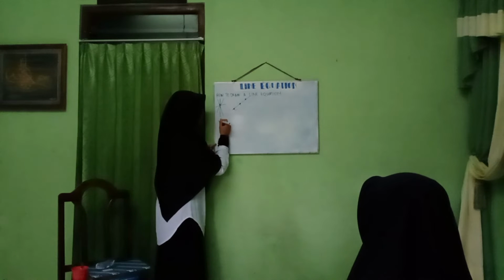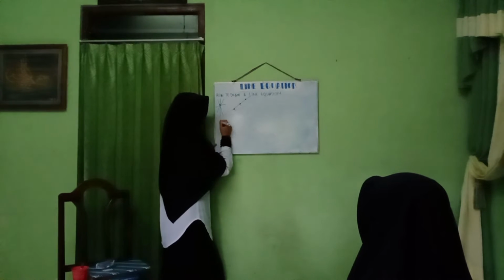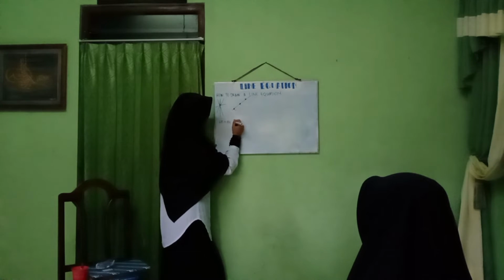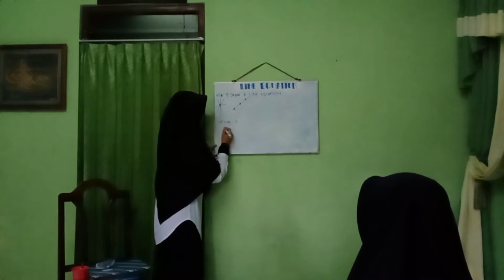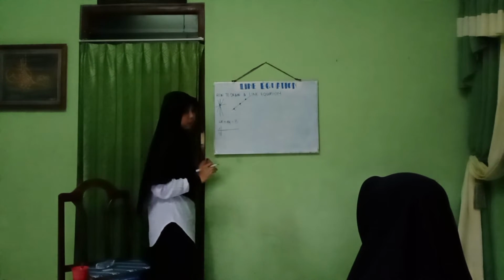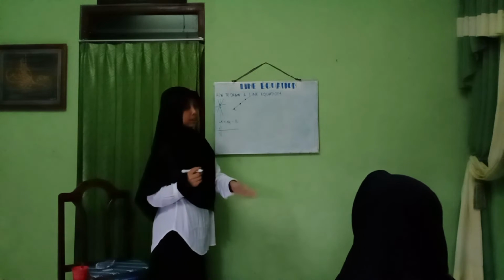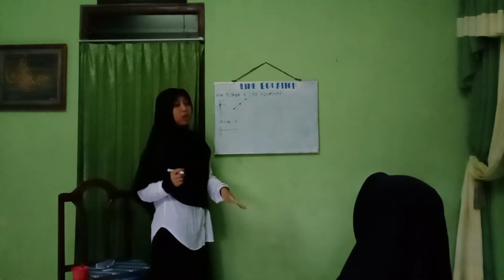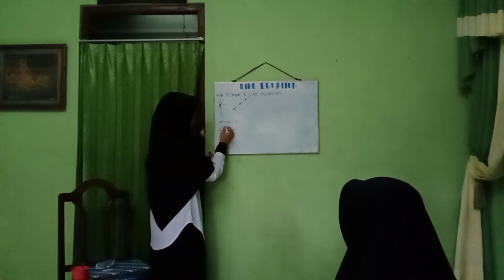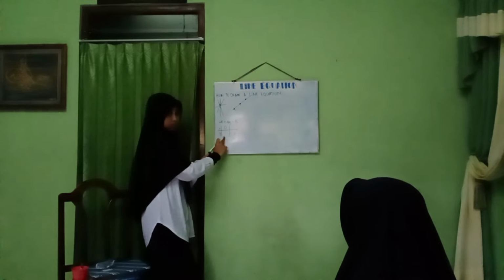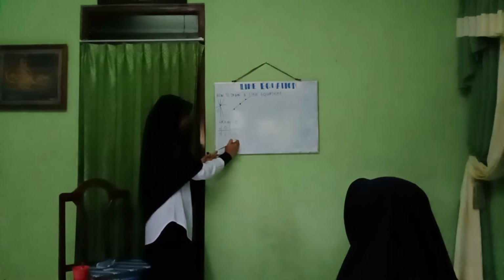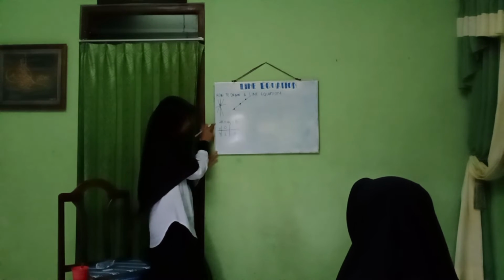Suppose I have 2x plus 4y is equal to 8. Then the easiest way is to find the value of y when x is 0, and the value of x when y is 0. So suppose this is 0 and this is 0. What is y? 2. Y is 2. And if y is 0, what is x? 4.